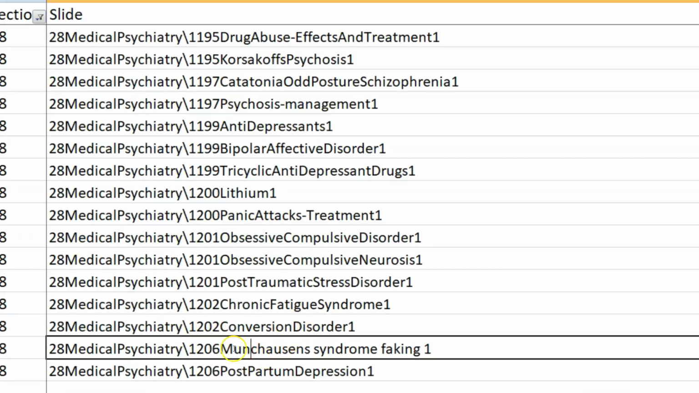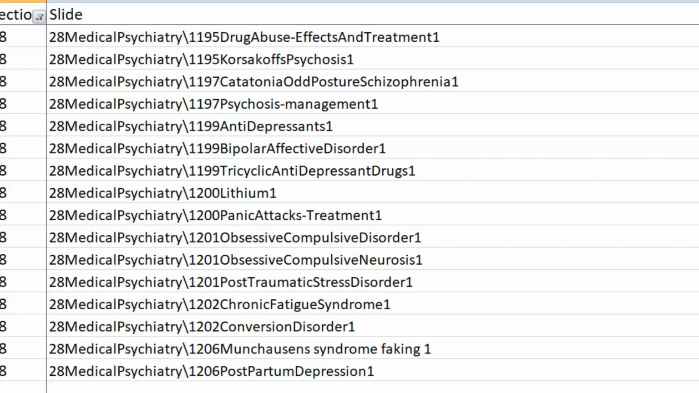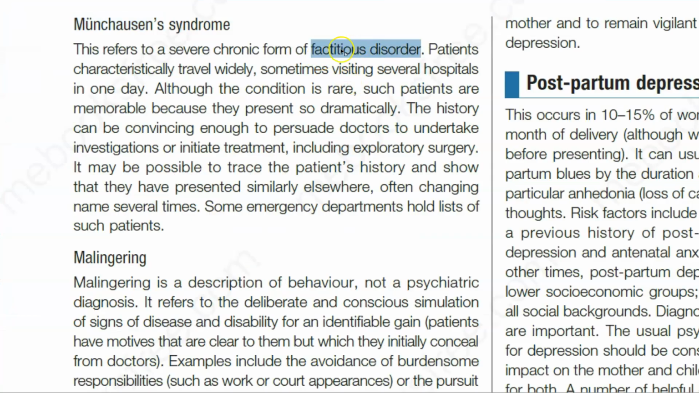Conversion disorder, we looked at. What is Munchausen's syndrome? Faking. That means these people are faking. Munchausen's syndrome. It's like malingering. So they basically just fake it, kind of a thing. Okay.